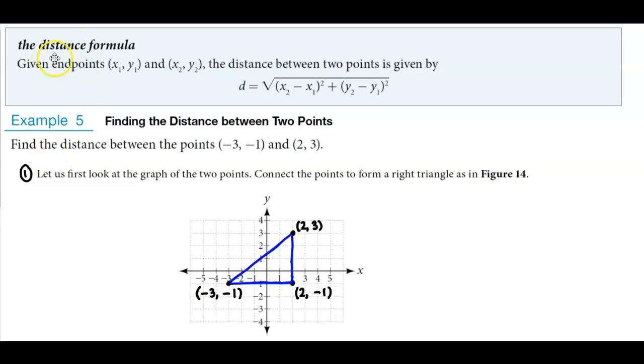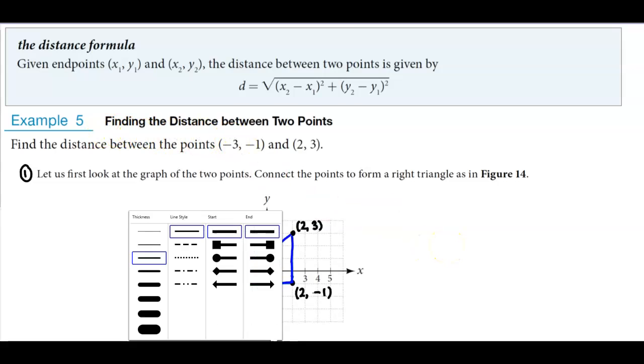Okay, now using the distance formula, the definition states that given endpoints x1, y1, and x2, y2, the distance between 2 points is given by the following. D, which is equal to the square root of x2 minus x1 squared plus y2 minus y1 squared. Now for example number 5, we're going to find the distance between 2 points.